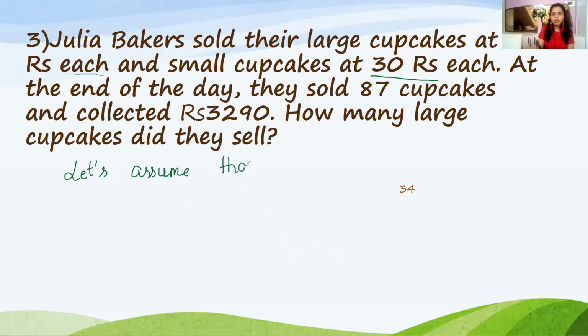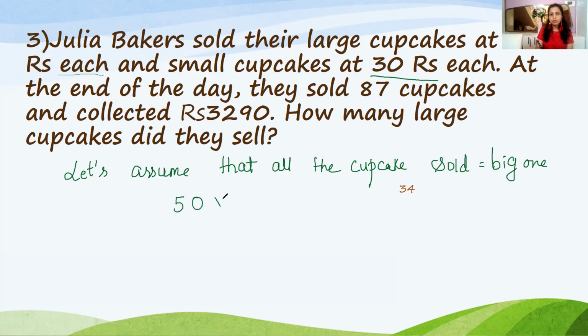So let's assume that all the cupcakes sold are the big ones. So she will be earning 50 times how many were sold. 87 is the total cupcakes sold, and we have assumed that all are large cupcakes. So 50 is the price of the large one. 50 times 87 gives you 4350. So that much rupees is the earning.